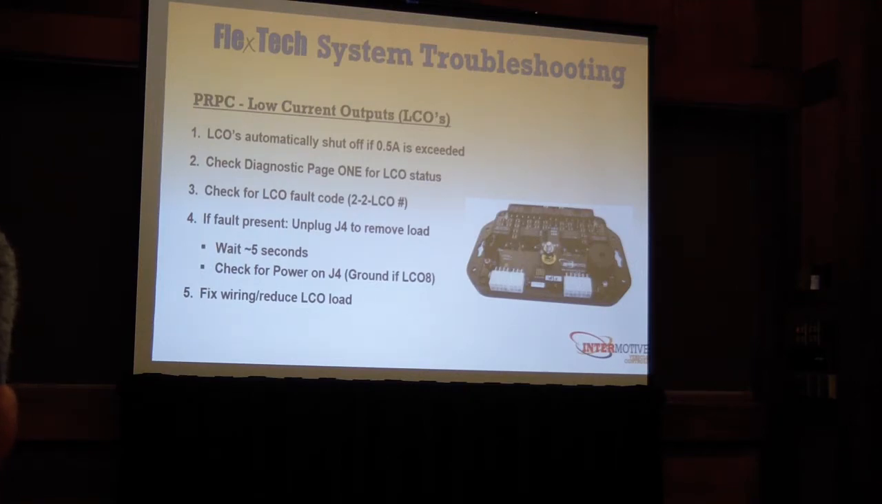So 2.2 tells you there's an issue with a PRPC low current output, and the last number in that 3-digit code tells you which LCO is having the problem.